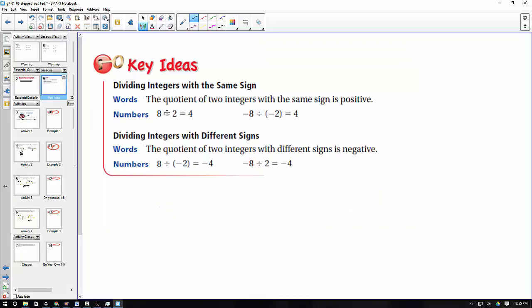Here are the key ideas. If you have two positives, the answer is positive. If you have two negatives, the answer is positive. If you have one positive and one negative, the answer is a negative. So this is a key idea, very similar to multiplication, because really multiplication and division are kind of the same thing.